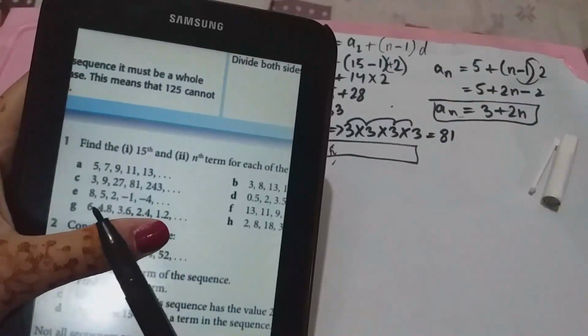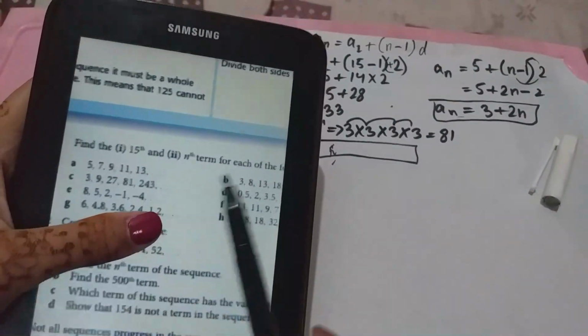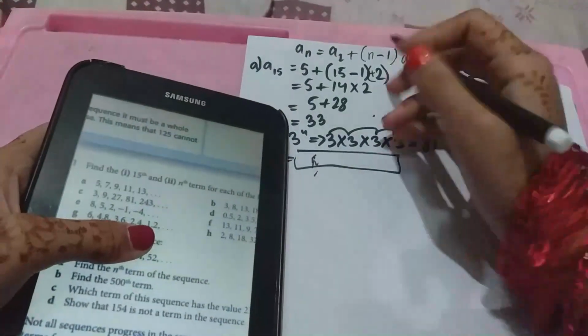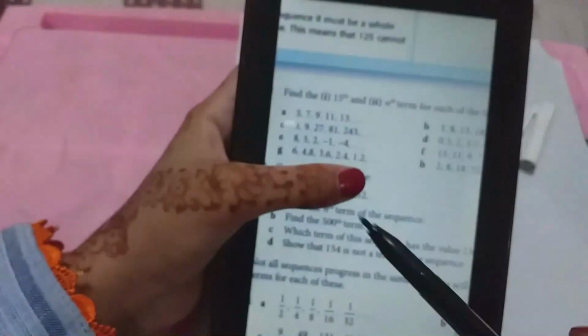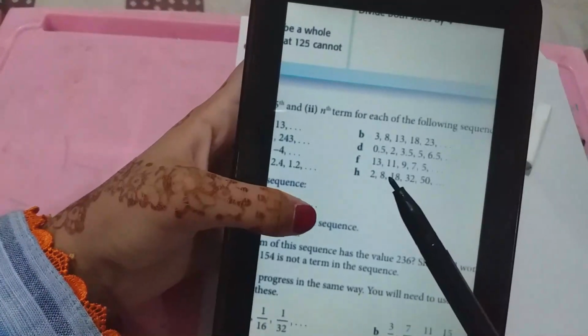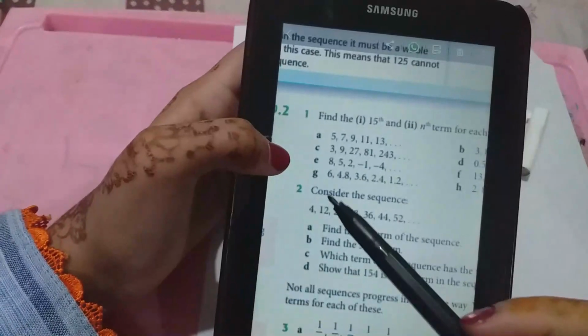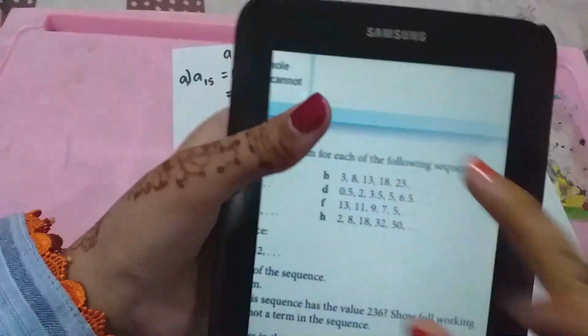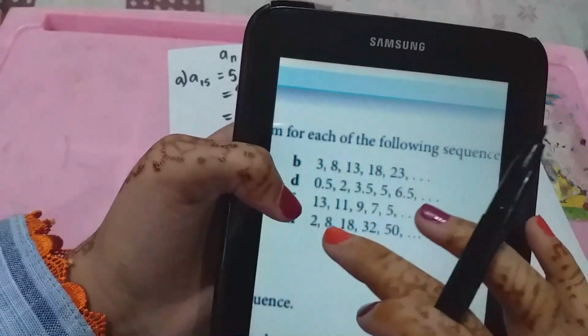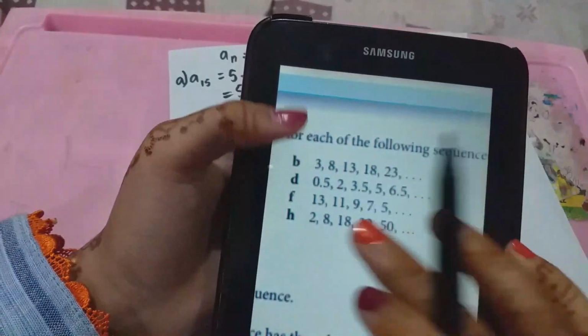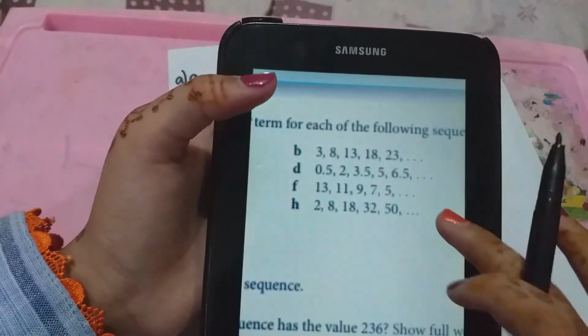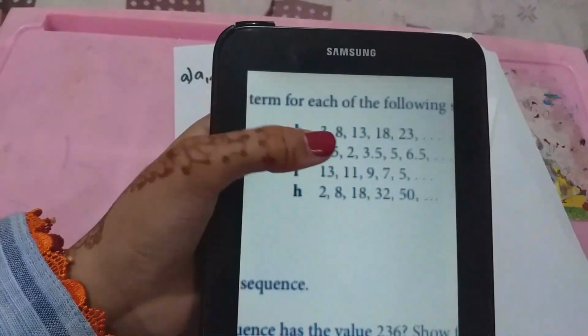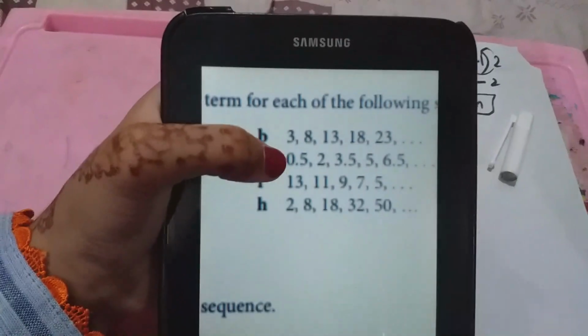So part D contains a common difference. Part E is 8, 5, 2. Again, you will use this formula. You will write here -3 because the common difference is -3 here. Part F, we have the common difference -2. In part G, we have the common difference -1.2. And in part H, we don't have a common difference. Look, 2, 8, 18, 32, 50. We don't have any sort of common difference. So there must be some other sort of rule in it. Try to figure out what the rule is.